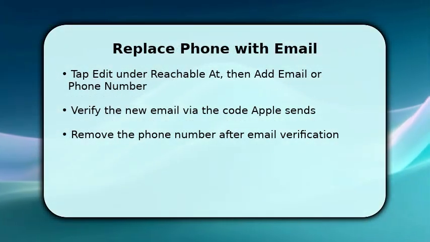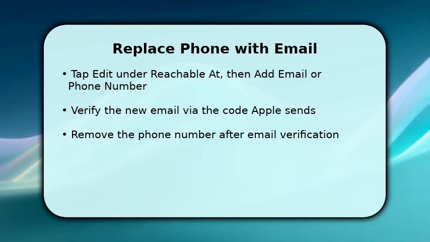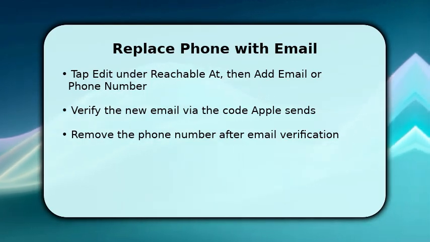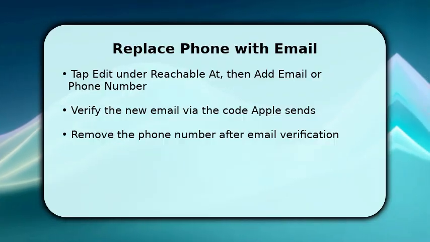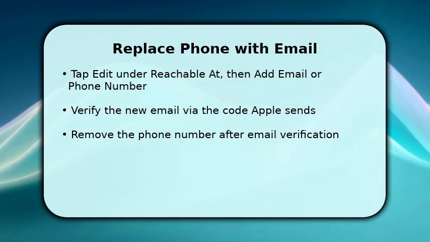Now you'll swap the phone for the email. Tap Edit under Reachable At and choose Add Email or Phone Number, then enter the email you prepared. Apple sends a verification code. Check that email and enter the code back on your iPhone.